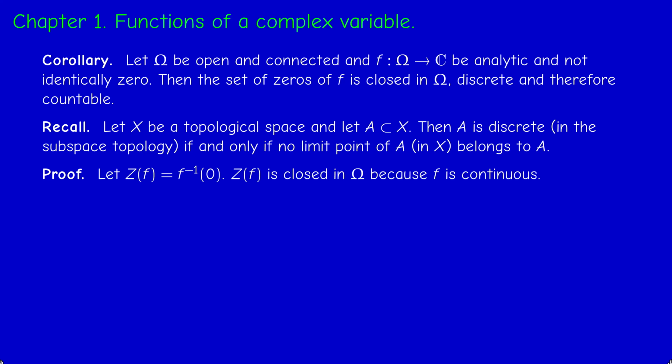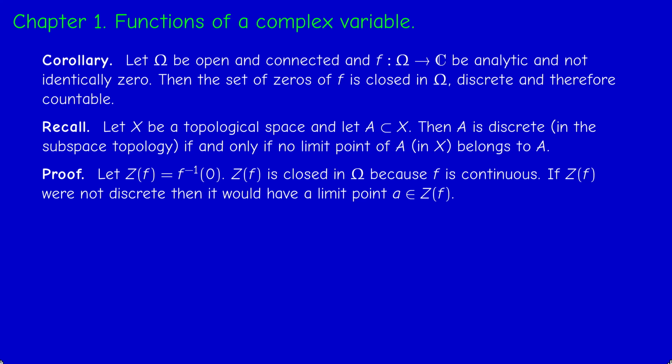So first of all, why is the set of zeros closed in omega? Simply because the set of zeros is the inverse image under f of the singleton zero, which is closed. The inverse image under a continuous function is closed, so the set of zeros Z of f is closed in omega, but not necessarily in C. It's relatively closed. Now, suppose by contradiction that Z of f is not discrete. Then, by definition, it would have a limit point, which I call a, in itself. So it means that there is a non-isolated point.